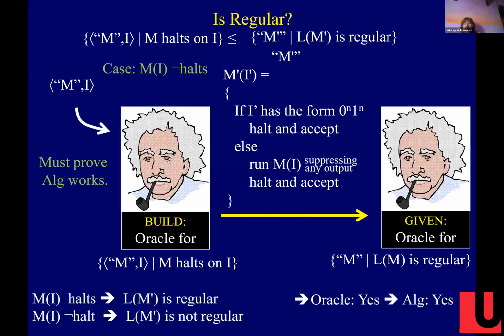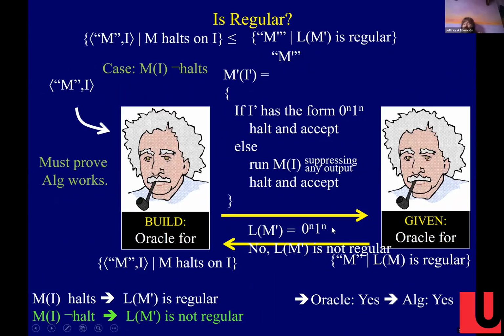So now suppose M on I doesn't halt. If M on I doesn't halt, then M prime is not regular. If M prime is not regular, right? M prime is going to have the language 0^n 1^n, which is not regular. So the oracle is going to say no. And we're going to say no, and we've solved the problem, right?